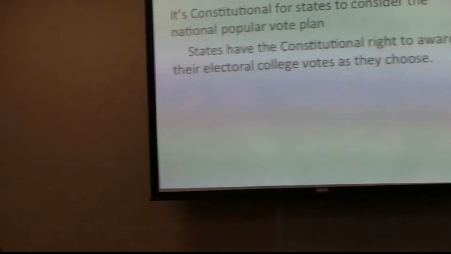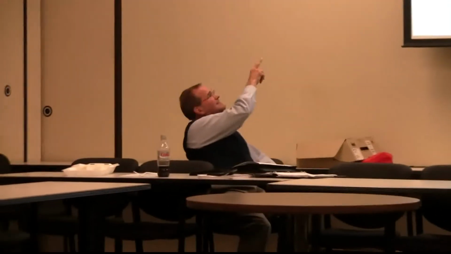I just want to understand what you're saying. When I see that sentence, "it's constitutional for states to consider the National Popular Vote Plan," the way I'm reading that is in two different ways. The first part is, are compacts among states constitutional under the U.S. Constitution? And the answer to that is generally yes. The other part is, is it constitutional for the states to change or amend the way they award their electoral college votes?